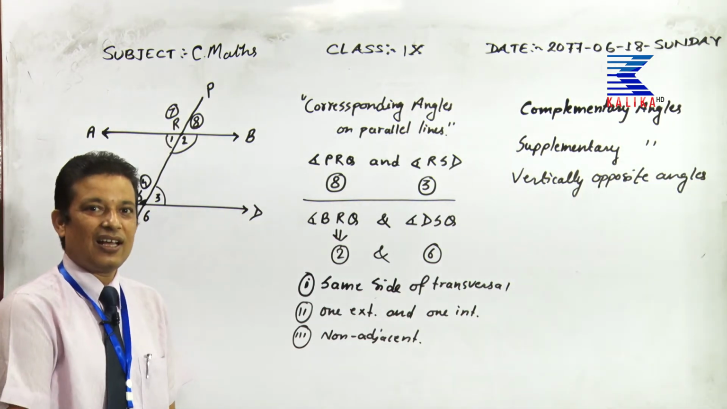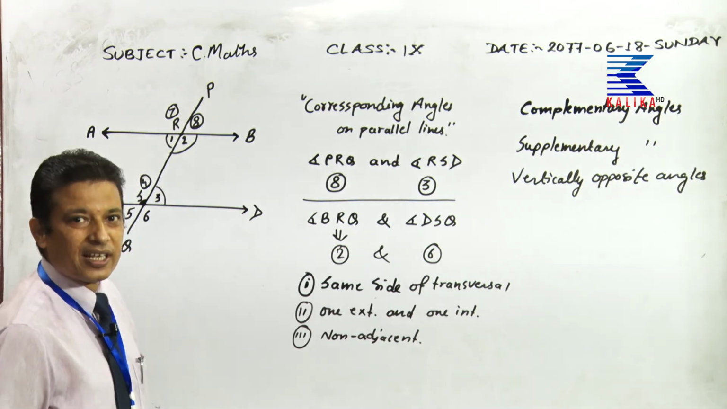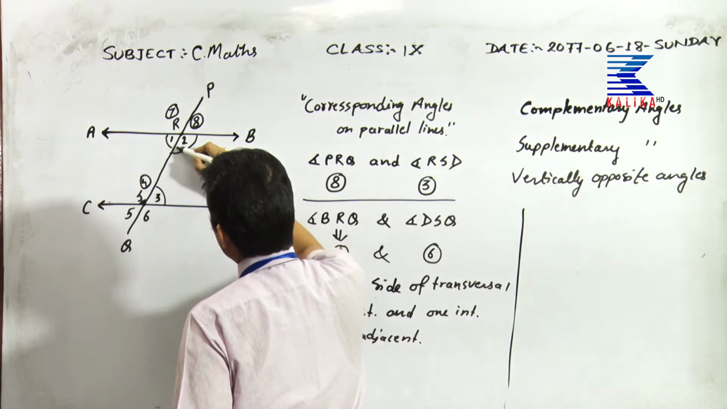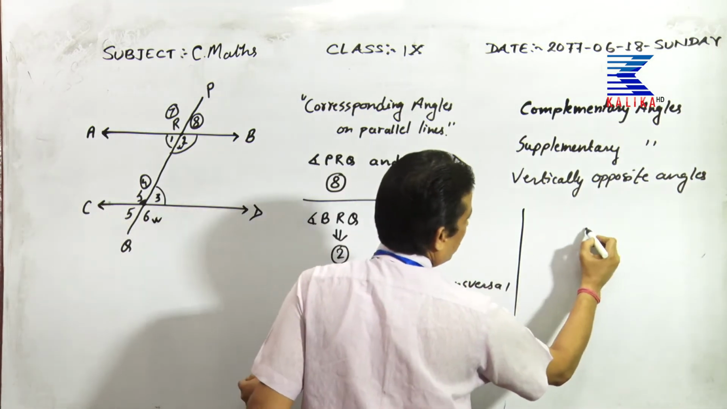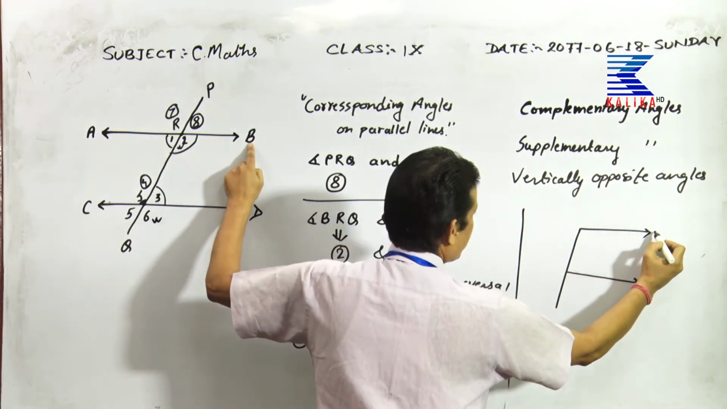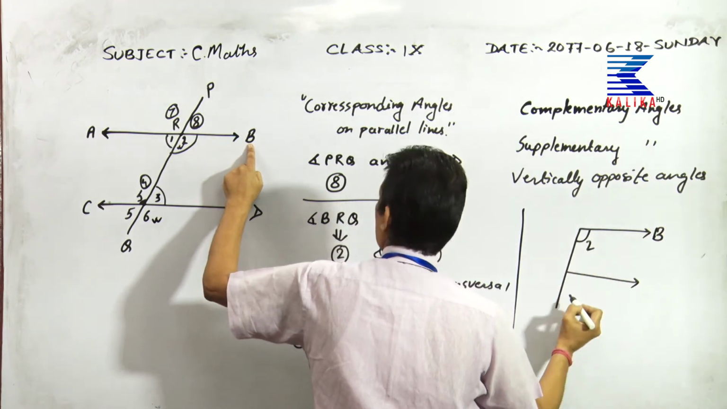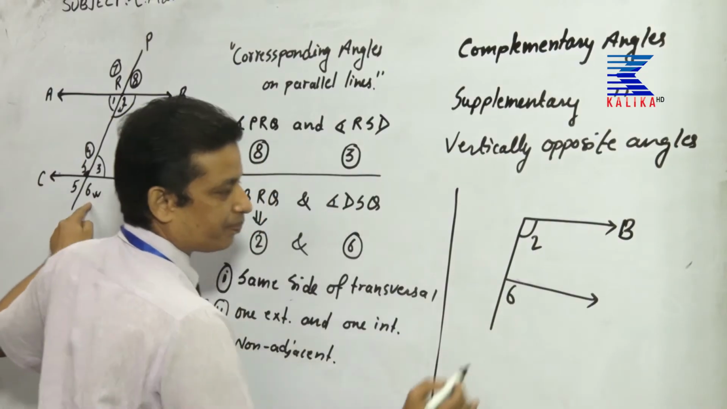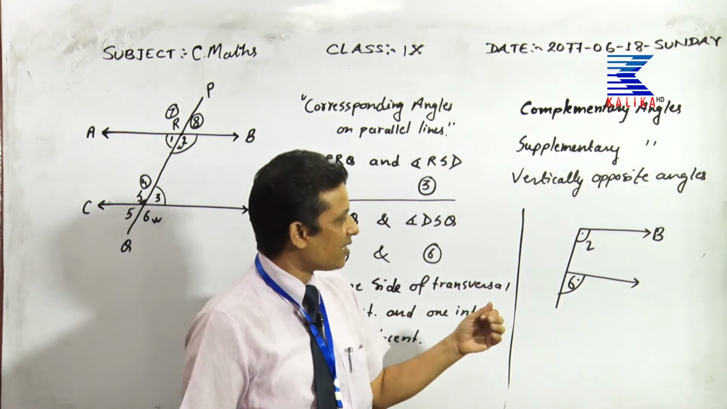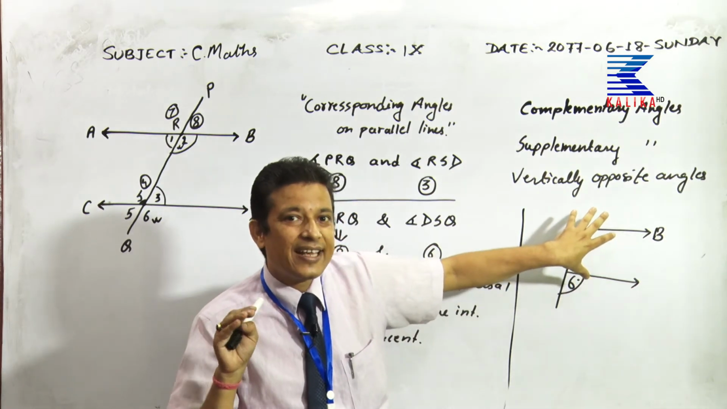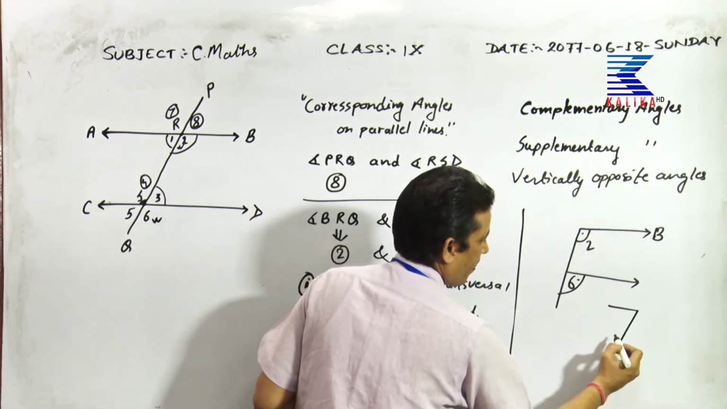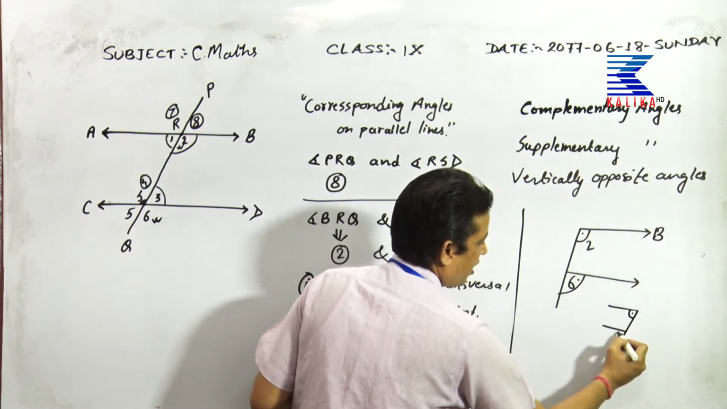And one more important thing on corresponding angles is that, look here, this 2 and this 6, corresponding angles normally form an F. Here you can see B, here you can see 2, here you can see 6. Just to remember, okay, dear student. So, you can remember corresponding angles as angles that form an F. This is a perfect F, opposite F, or it is like 7.